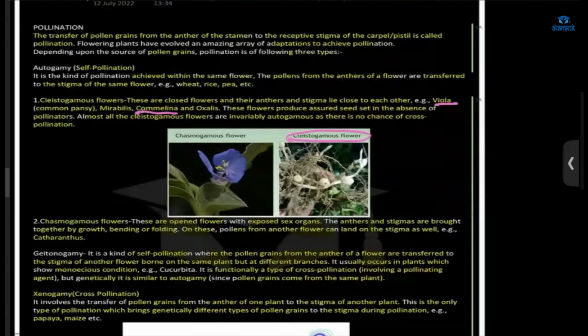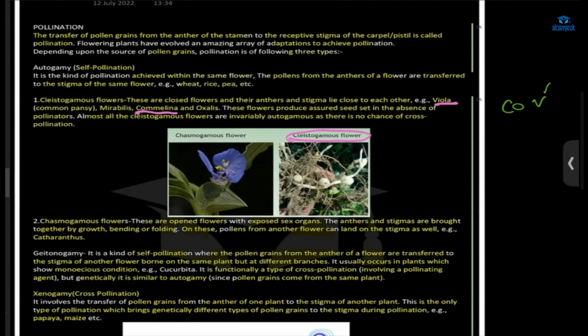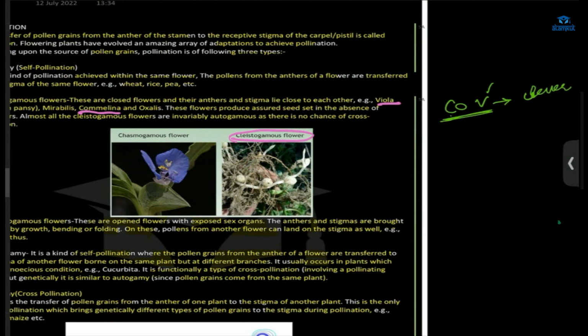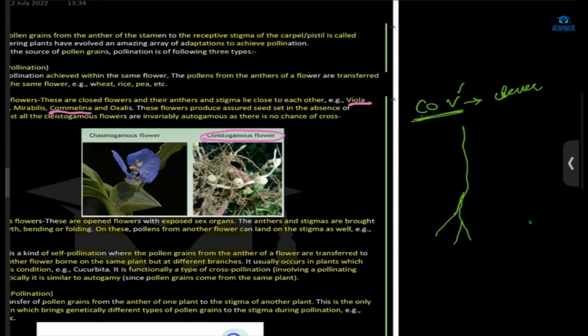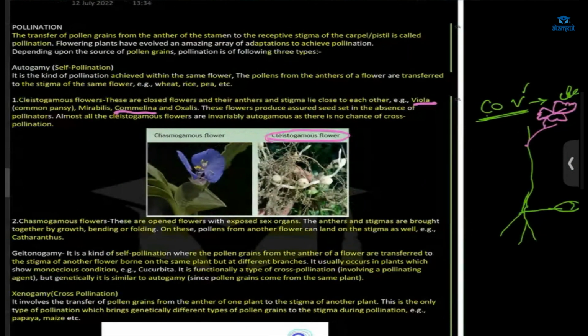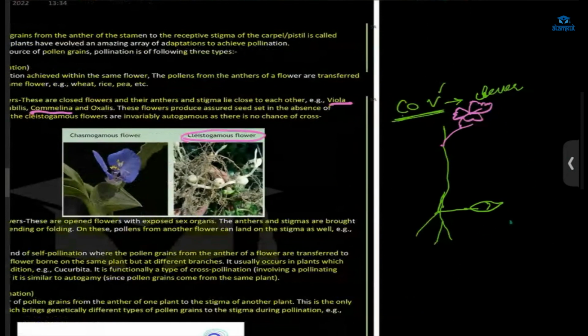Some of the flowers are very clever. How? Viola, oxalis, commelina, and also mirabilis. These flowers are very clever because they have two types of flower. One is closed type, the other one is open type. The closed type flowers are called cleistogamous flowers. This will assure that there will be pollination and a new plant will be formed, because it is closed.